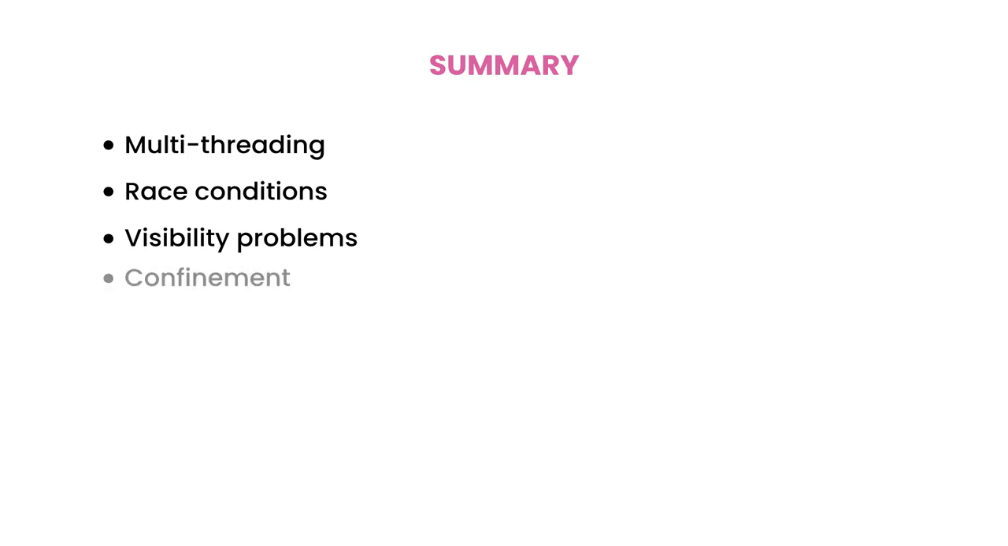The first strategy was confinement, which means not sharing data across threads. We also talked about synchronization, which involves locking and makes your code run sequentially. So try to avoid it if you can.